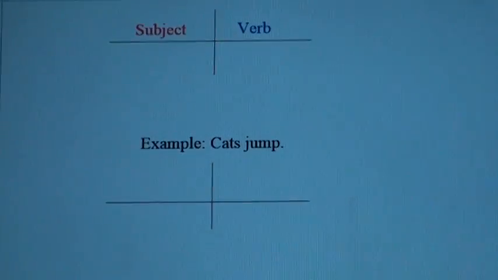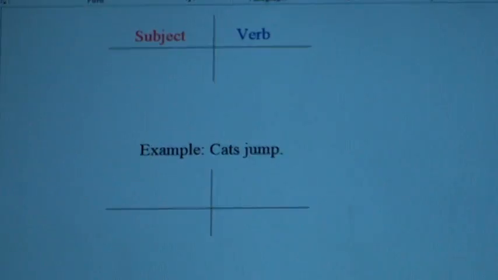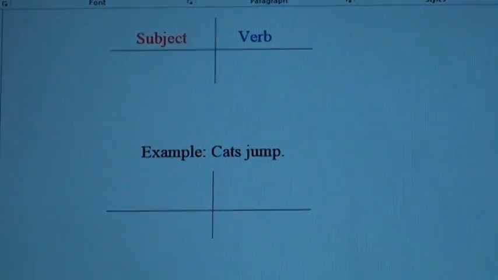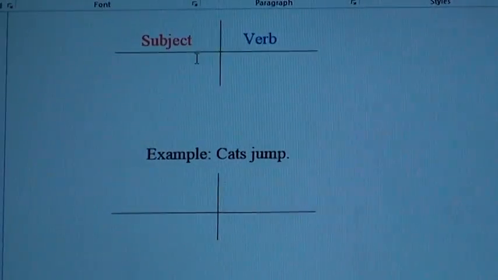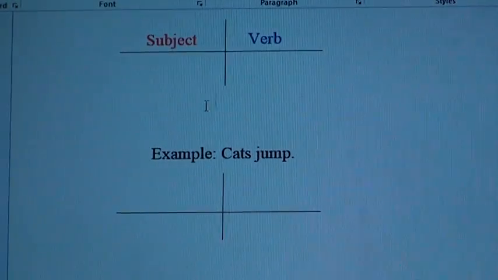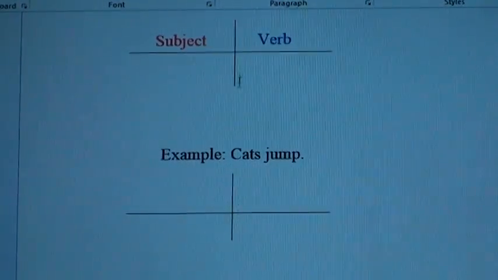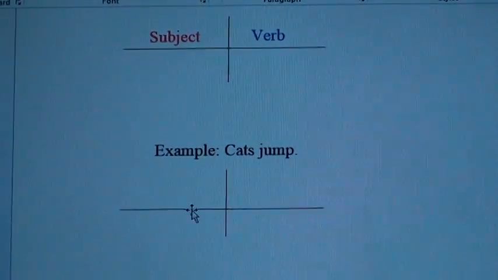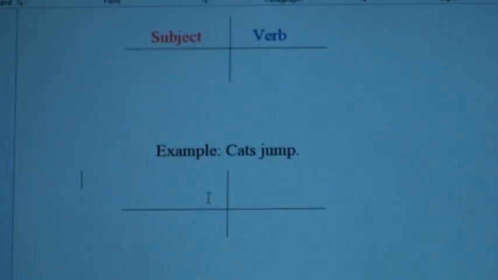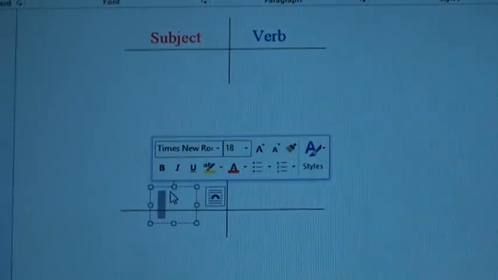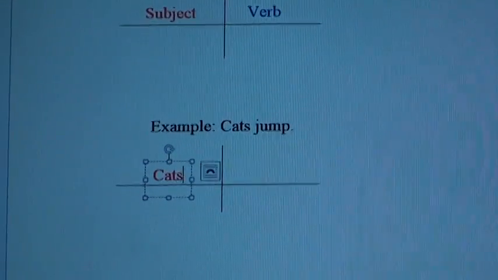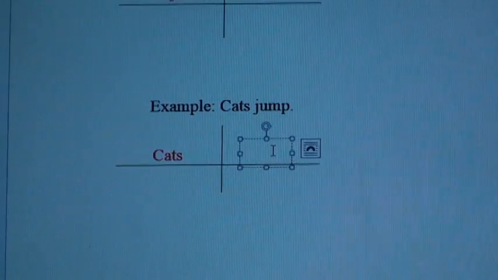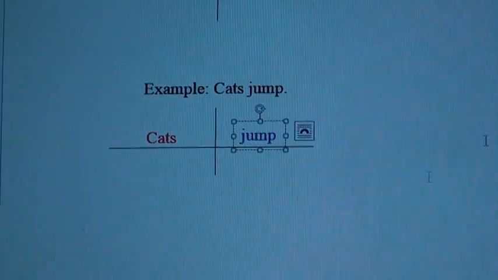In order to diagram a subject and a verb, our subject always goes on the upper left blank, and our verb always goes on the right blank. This is created with a table with two lines. If we use the sentence from before, cats jump, cats will go on the upper left blank, and jump will go on the upper right blank.